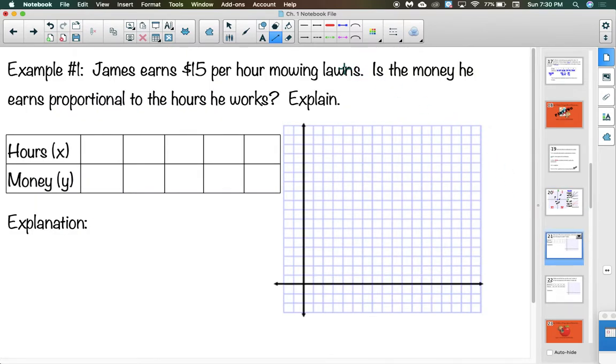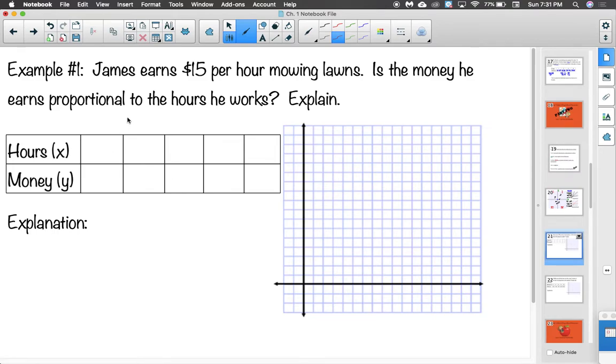All right, so let's do our examples. This is what we've been waiting for. Our first example says James earns $15 per hour mowing lawns. Is the money he earns proportional to the hours he works? So it's setting us up with a table here, and this time we've added some things to the table. We've added x and we've added y, and that's to help us graph. The top number is going to be our x, our walk coordinate, and the bottom number is going to be our y, or our jump coordinate.